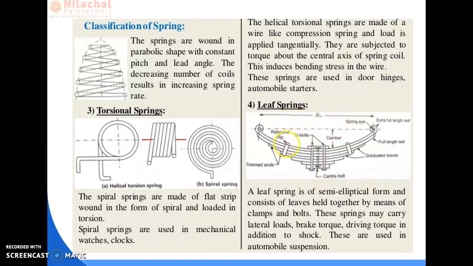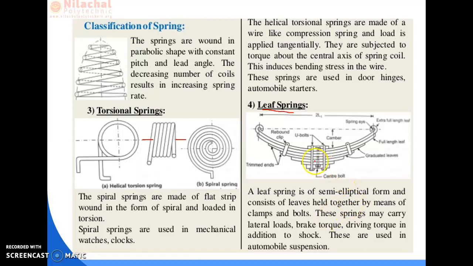Another spring classification is the leaf spring. We have seen that these springs are used in our trucks and tractors. As shown in the figure, there are two ends of the leaf spring. It consists of a number of elliptical-form leaves, and all these leaves are grouped together with a nut and bolt attachment.